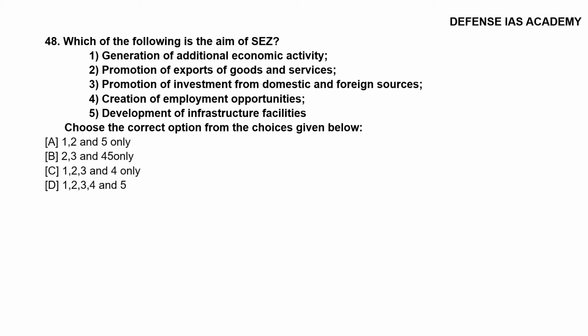Question 48. Which of the following is the aim of SEZ, Special Economic Zone? 1. Generation of additional economic activity. 2. Promotion of exports of goods and services. 3. Promotion of investment from domestic and foreign sources. 4. Creation of employment opportunities. 5. Development of infrastructure facilities. Choose the correct option from the choices given below. The correct option is option D, 1, 2, 3, 4 and 5.